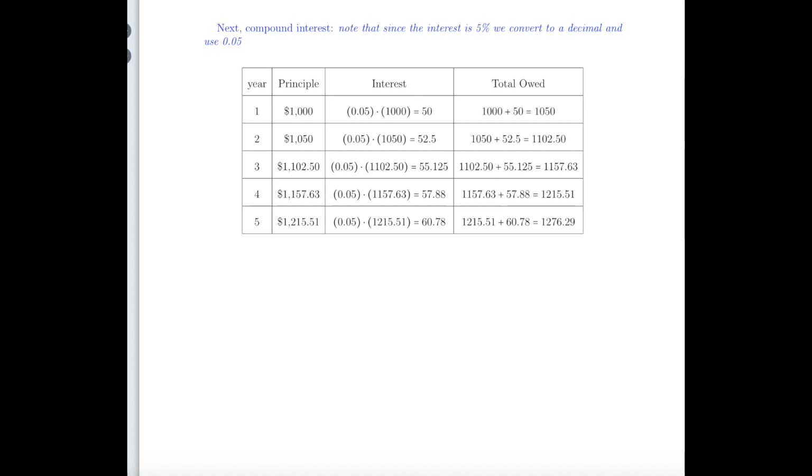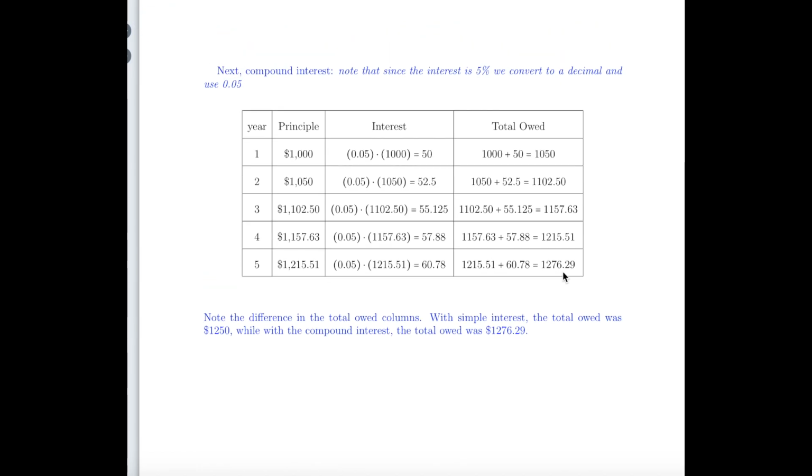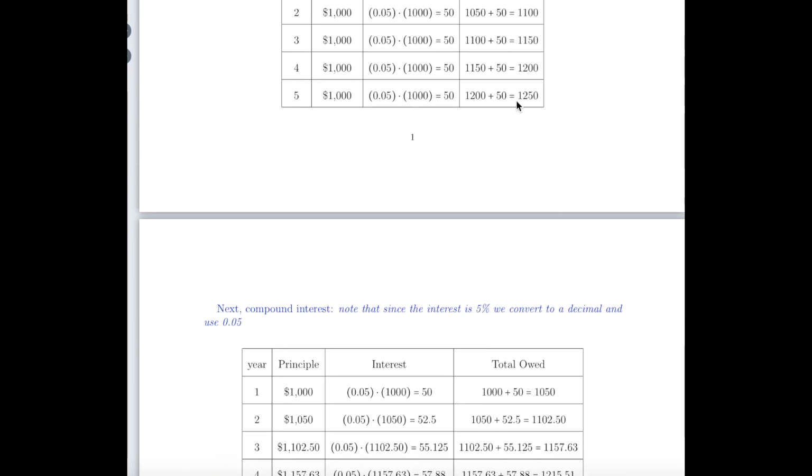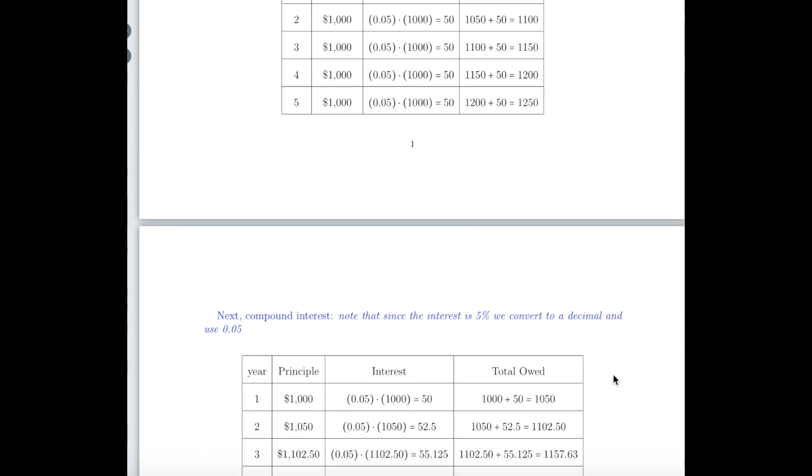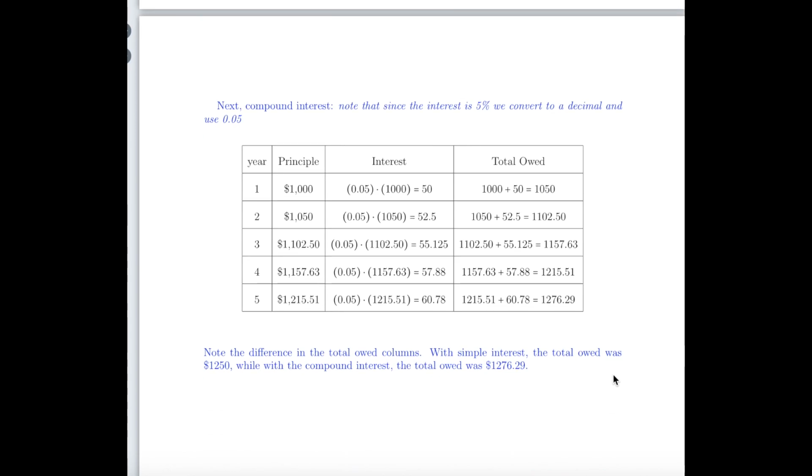So hopefully now y'all can see that with the compound interest, it does grow faster than the simple interest. We will take a note of the difference in the two total owed columns. With the simple interest, it was 1250. With compound, it was 1276.29. So you can see that here we made less money than we did here. So about 26.29 less dollars.